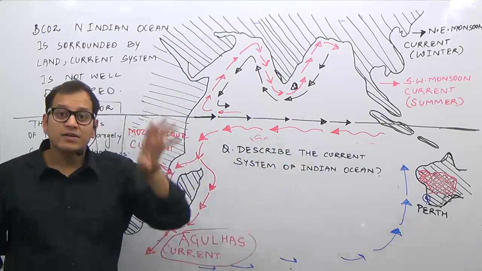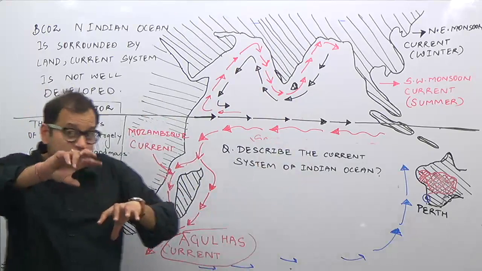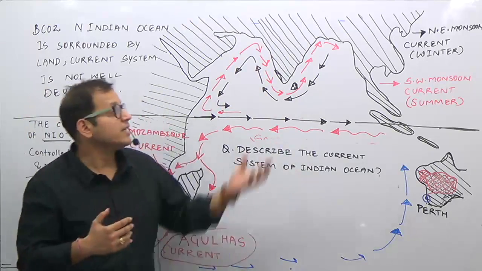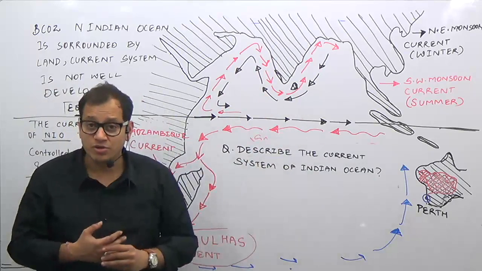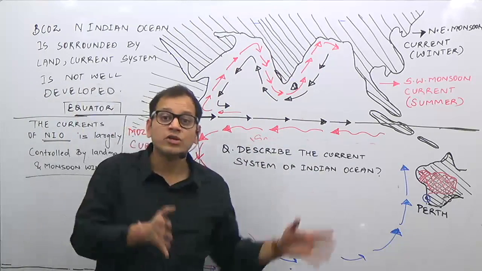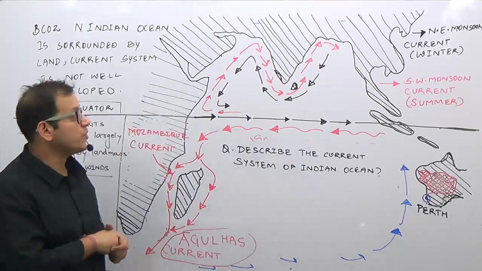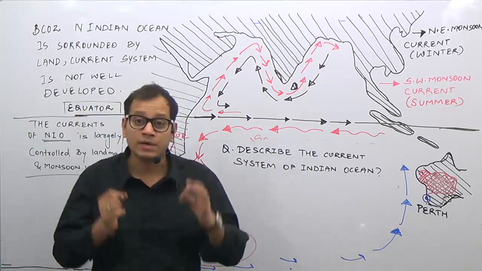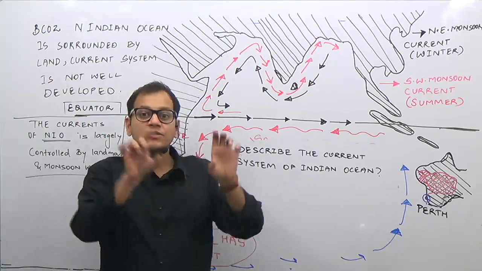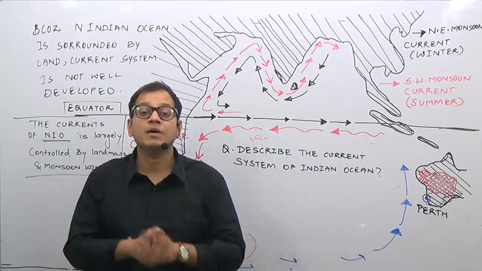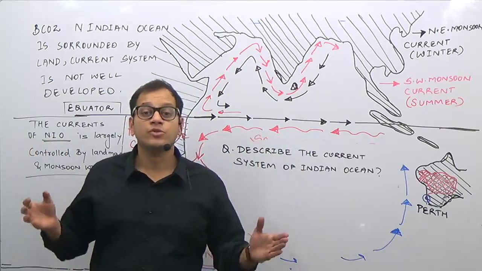Fifth, when there is a change in the direction of monsoon winds, the currents also change their direction in the form of the northeast monsoon current, which develops during the northeast monsoon season, that is the winter season in the Indian subcontinent. It is also a warm current. Thus, the current system of the Northern Indian Ocean is largely controlled by the direction of monsoon winds.